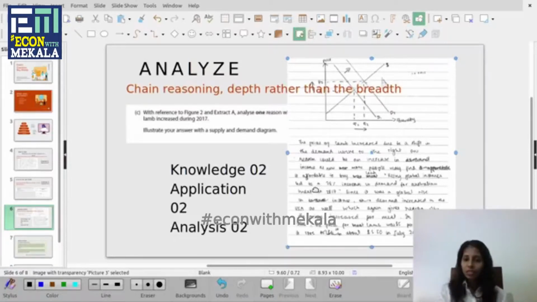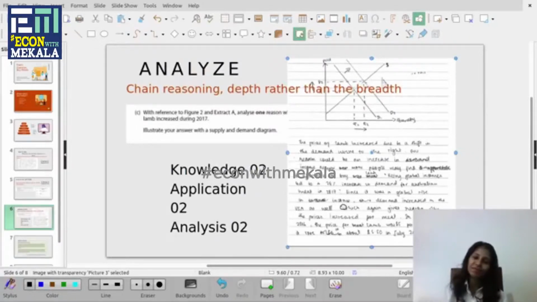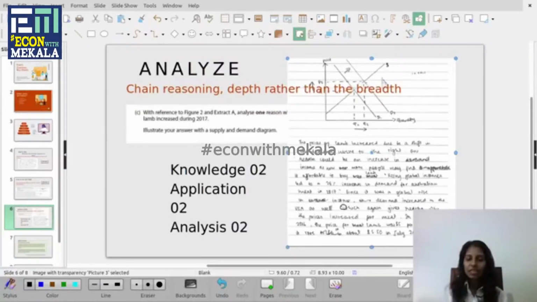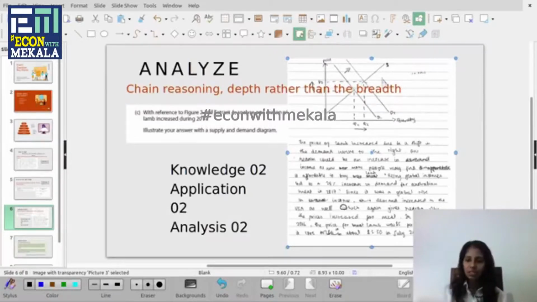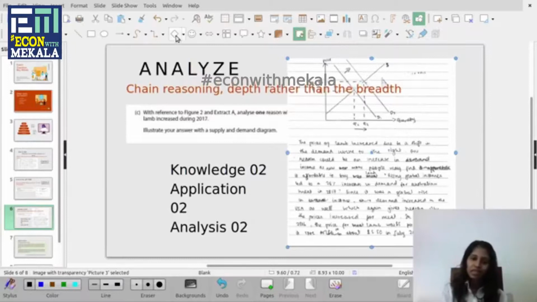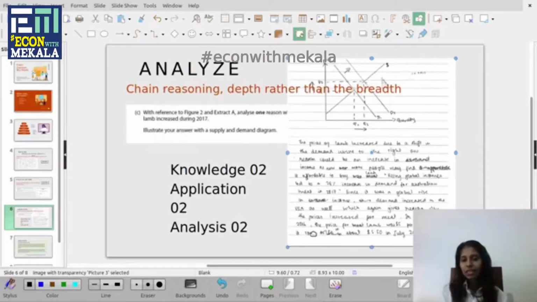Rising global incomes led to a 28% increase in demand for Australian meat in 2017, since it was a global rise in income. So you can see he has gathered this information from the case study. This is how you can gather application marks. You are linking your answer with the information in the case study. Income has increased, and he is telling us how much the increase was, that is 28%. He has gathered that information from where? The case study. So by doing that, he can get an application mark.